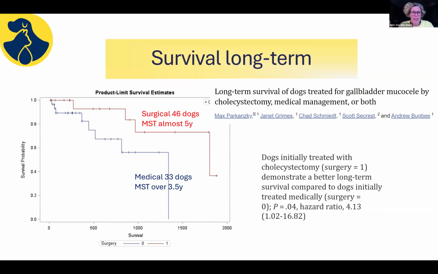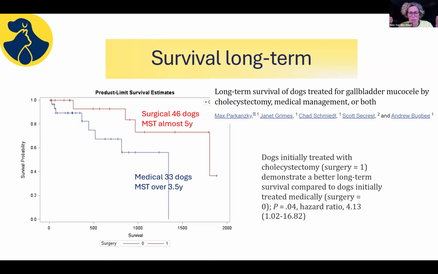Now, if we go past the surgery and we look at survival, there's one paper that very much looks at long-term survival for these dogs. What's happening if we treat them surgically, if we treat them medically, or we treat them with both? So if we split these patients up and we look at the surgical survival, the survival of the dogs that have been treated straight away with surgery, these dogs do very well.